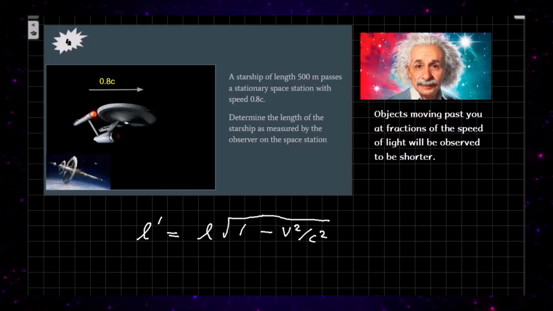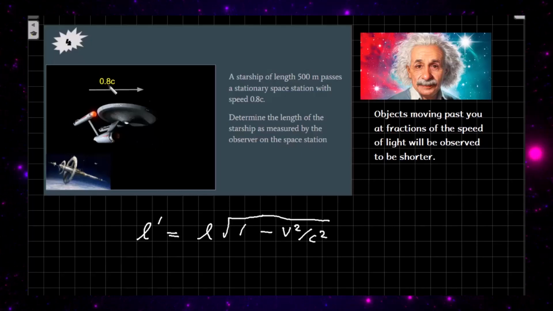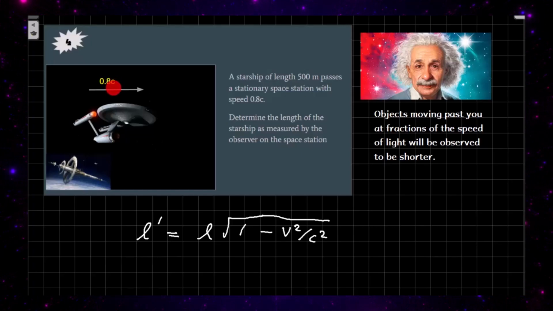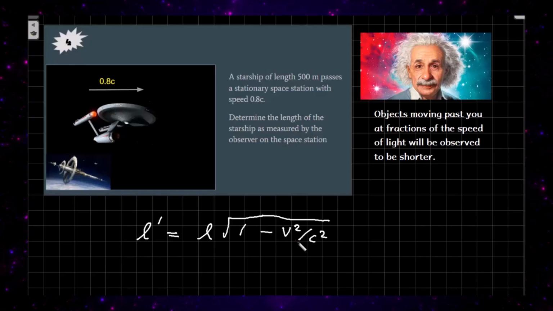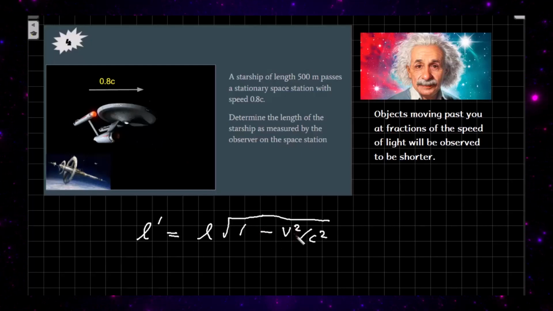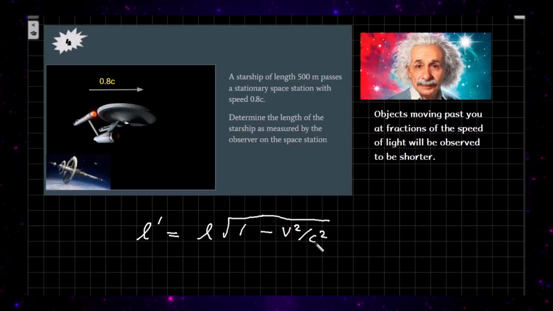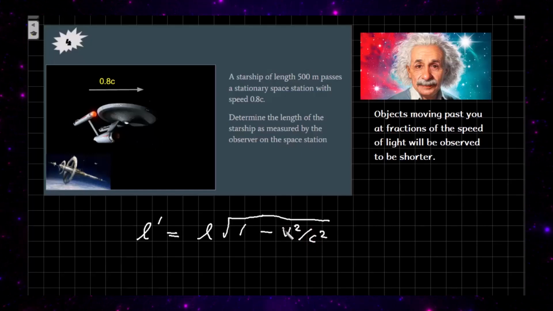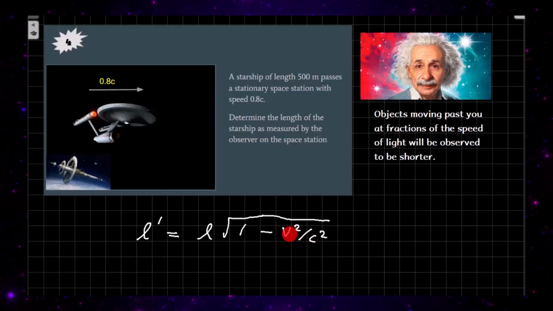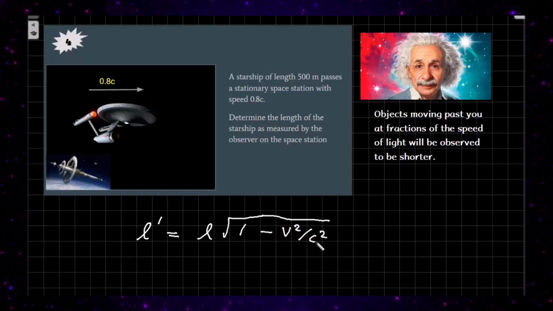Now, as you can see, the speed of the moving spaceship is written in this form here, 0.8 c, and that makes it easier to do this calculation, because this particular part of the equation, v squared divided by c squared, ensures that if you put in the fraction of the speed of light in terms of c, the two c squares will cancel.